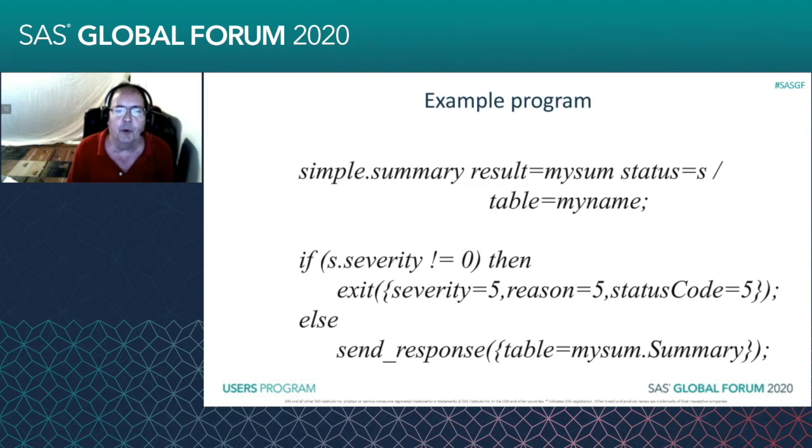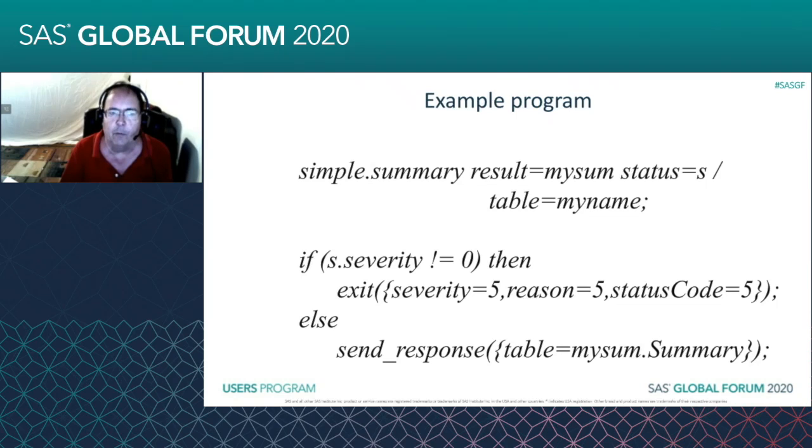Now, example programs of a CASL program. Here's an example of just running a simple summary operation. I'm going to save the results in a variable. I'm going to save the status in a variable, and then I'm going to specify what my table name is. Once that runs, I'm going to check that severity status. What was it? Did it run correctly or did it not run correctly?